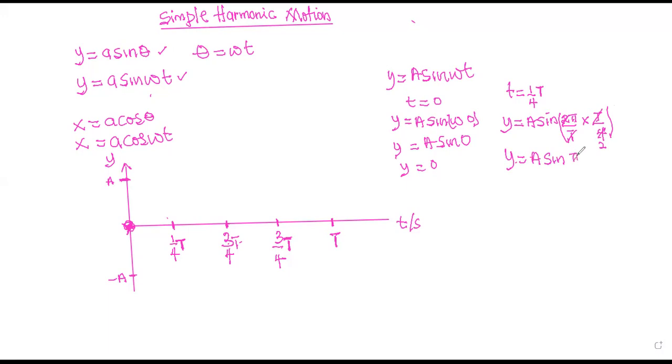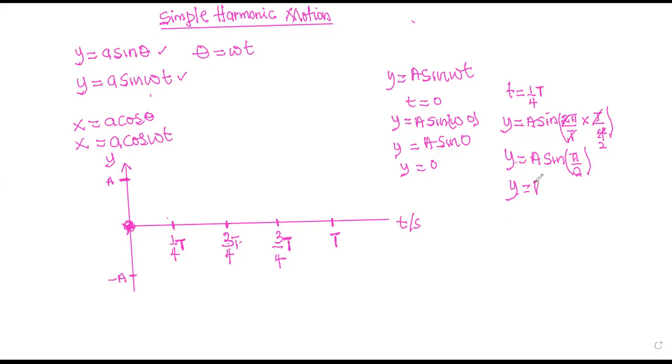pi on 2. Class, change pi on 2 to degrees. What is pi on 2 in degrees? Anybody can answer, please. Pardon? Oh, I can't hear you. Pi is 180, so pi over 2 is 90. It's 90.